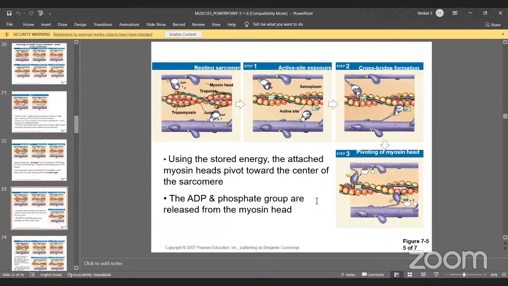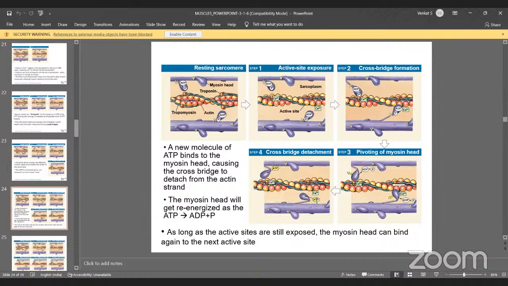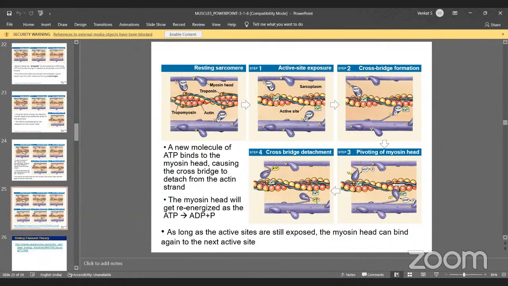Using the stored energy, the attached myosin heads pivot towards the center of the sarcomere. The ADP plus phosphate group are released from the myosin head. Next, a new molecule of ATP binds to the myosin head, causing the cross bridges to detach from the actin strands. The myosin head is re-energized as ATP becomes ADP plus P. As long as the active sites are still exposed, the myosin head can bind again to the next active sites. This is how actin and myosin function together.